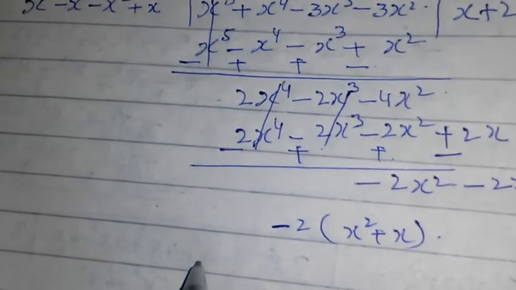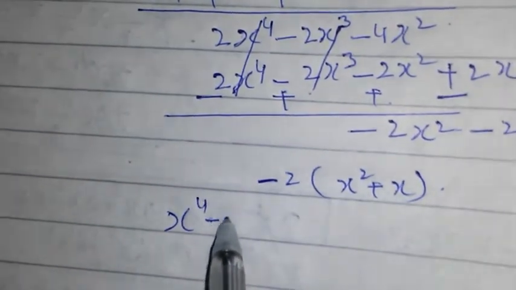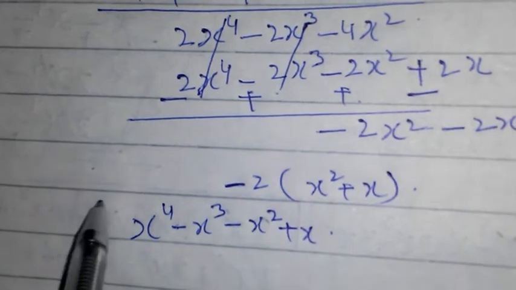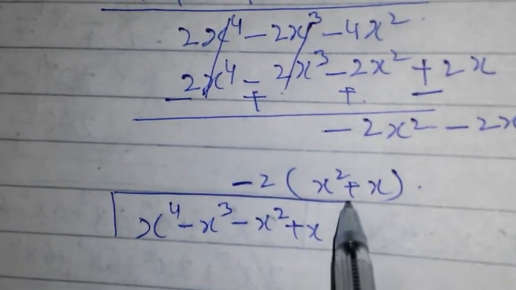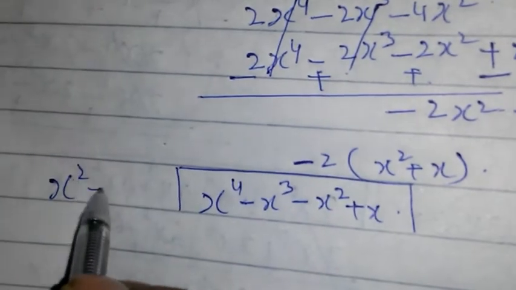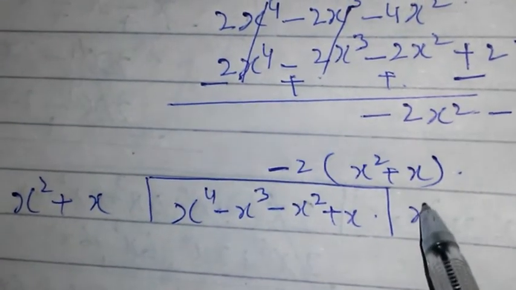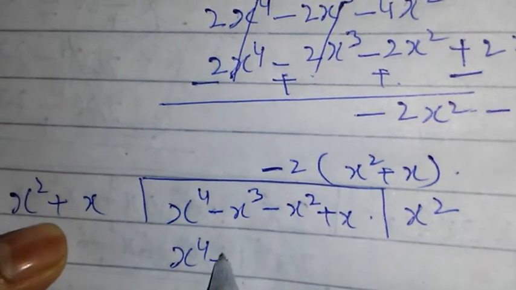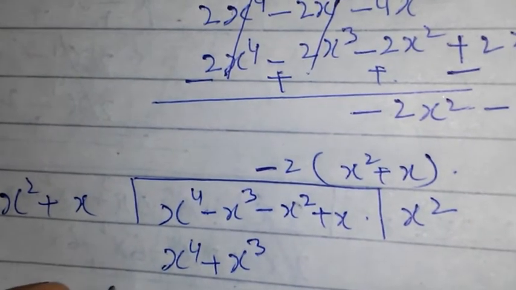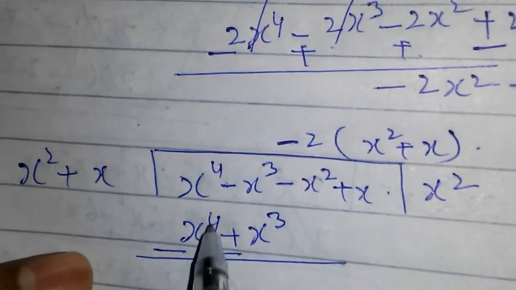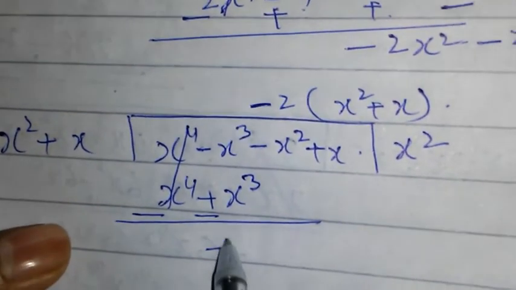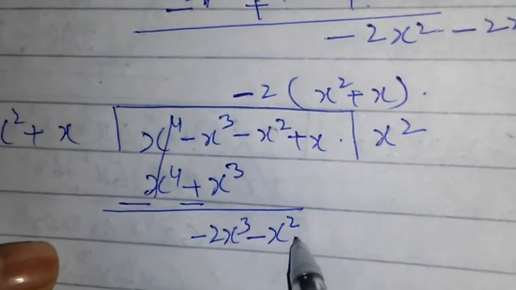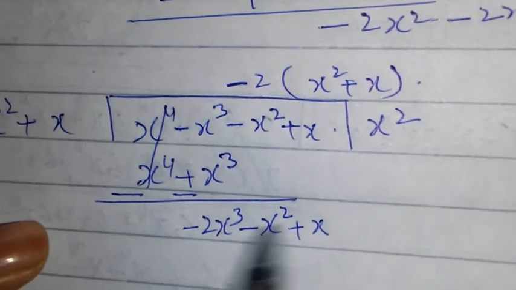Now divide the remainder x power 4 minus x cube minus x square plus x by the remainder x square plus x. We need x square into x square, x power 4 plus x cube. I'm subtracting: minus 2x cube minus x square plus x.